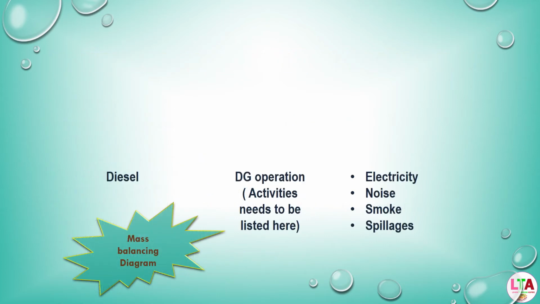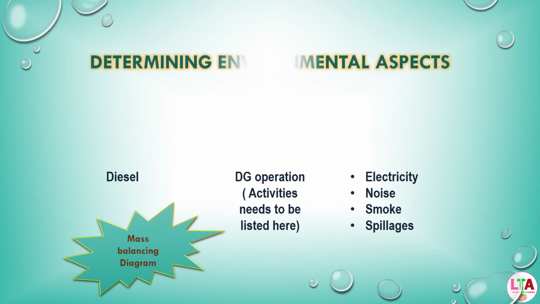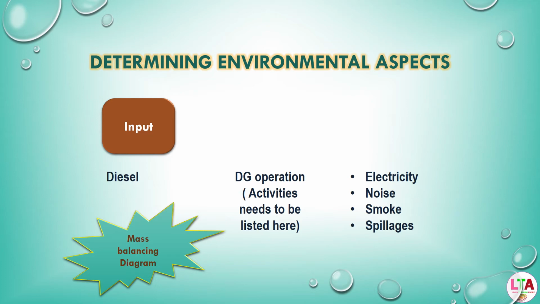Next, we need to do the mass balancing diagram. First, we list out all the activities, products and services at our organization. Then we do a mass balancing, because a set of interrelated and interacting elements which converts input into output is called a process. So we are producing a product, and if we are producing a product, many processes are involved. For each and every process, we need to do the environmental aspect and impact study.